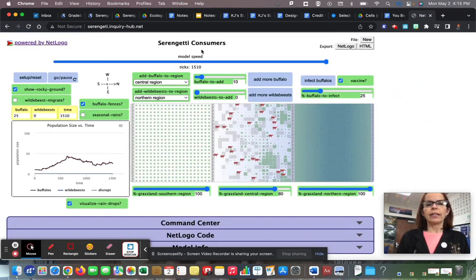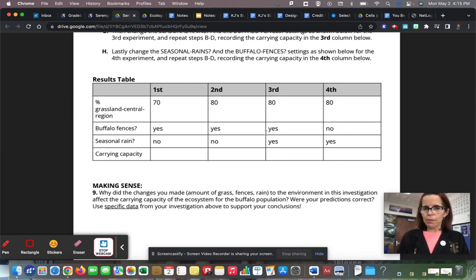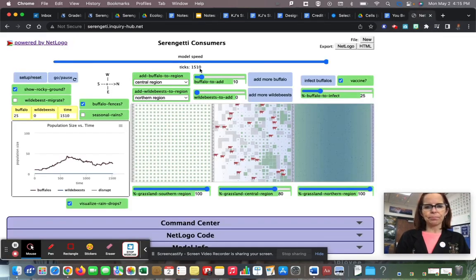So the next one, let me go back to our data table. The next one says keep it at 80% grass. Keep the fences in, so they're still trapped in those fences, but this time let's let it rain. What will the rain do to the carrying capacity? So let's try it one more time. I am going to keep the fences, but I'm going to add seasonal rain this time.